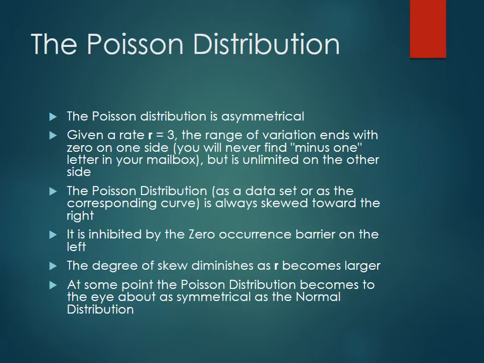Again, it should be asymmetrical. Say that we have a rate of 3, say that's our average, the range of variation is going to end with 0 on one side. So that's why it ends up being asymmetrical. As your rate gets bigger, you will see that it ends up looking more like a normally distributed bell curve, especially as you get farther and farther away from 0. And as your counts go up, it looks a little bit more like what you would usually expect to see with a Gaussian distribution.